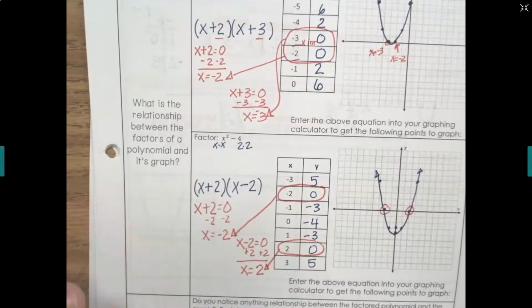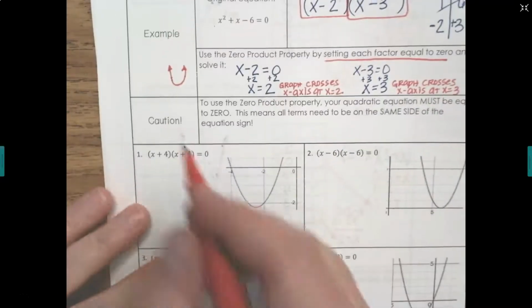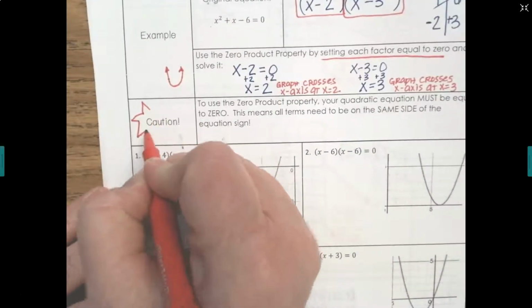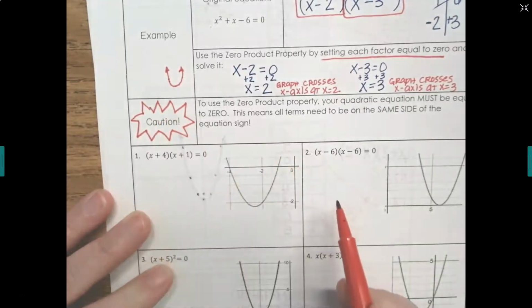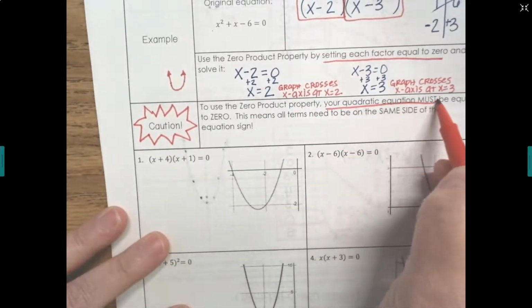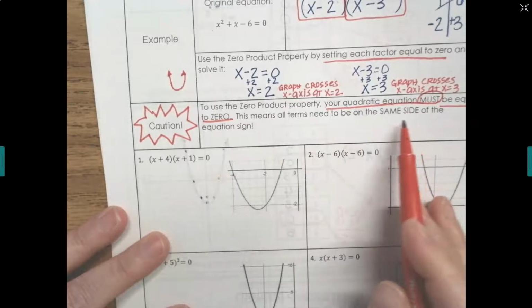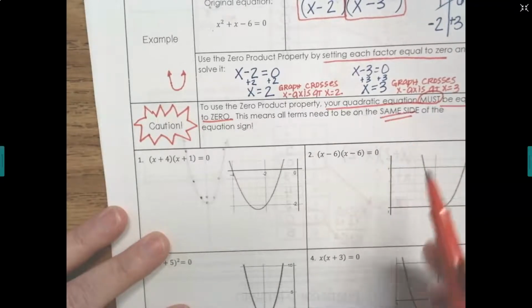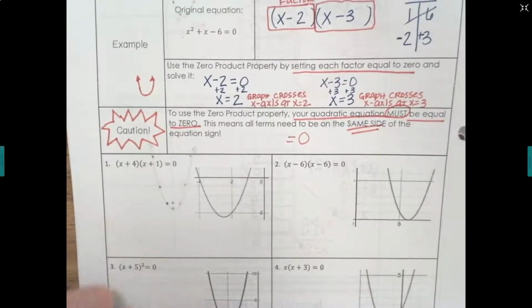All right, let's try some of these and see how we're doing. So before we start, I want to caution you. This is kind of important because you'll see this pop up every once in a while. To use the zero product property, your quadratic equation must be equal to 0. That means all of your terms have to be on the same side of the equation. So you need to have everything on the same side, so it says equals 0 on the end. Just be real careful because sometimes those come up.